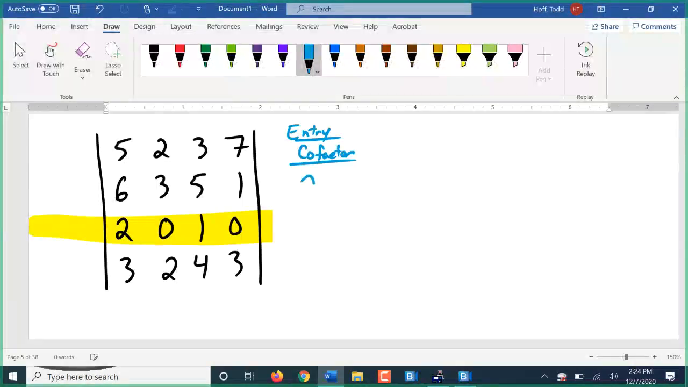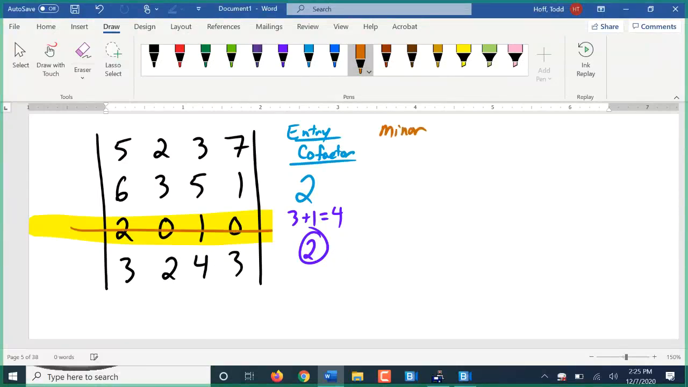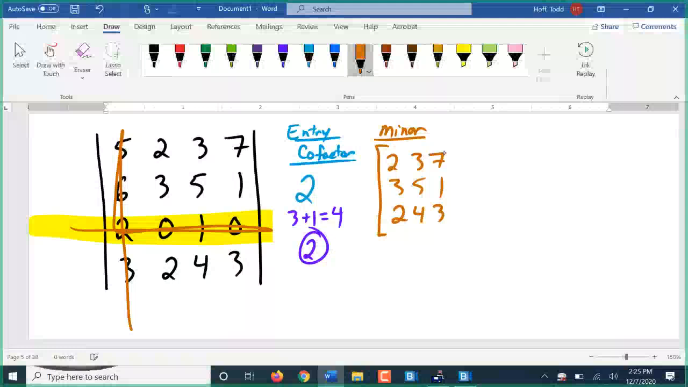For the 2, that is in row 3, column 1, so that adds up to 4. So that's just a cofactor of 2. That's even, so it's just the entry. Our minor, we exclude its row and its column. You'll notice here that the minor is 3 by 3: 2, 3, 7, 3, 5, 1, 2, 4, 3.